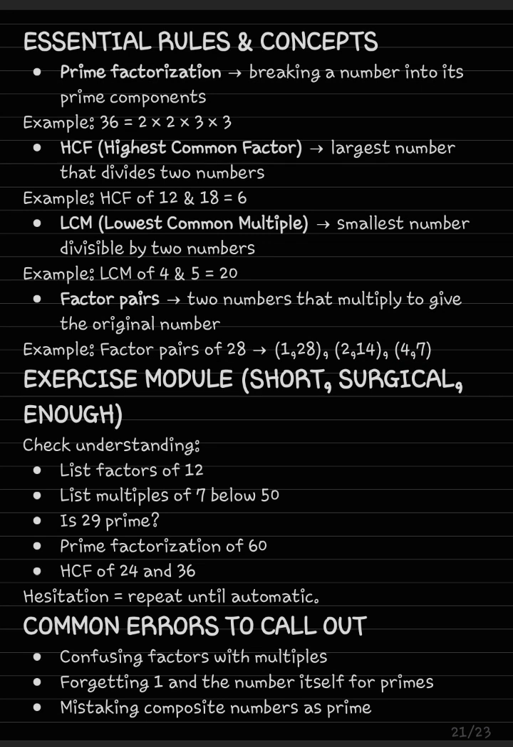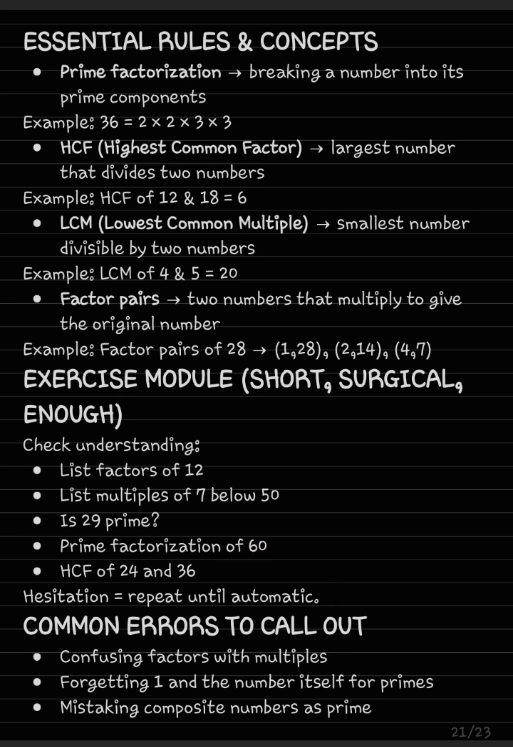Question 1. List all the factors of 12. Question 2. List the multiples of 7 that are below 50. Question 3. Is the number 29 a prime number? Question 4. Find the prime factorization of 60. Question 5. Determine the highest common factor, HCF, of 24 and 36. Any hesitation on these diagnostics means it's time to repeat the relevant sections until your responses are automatic.